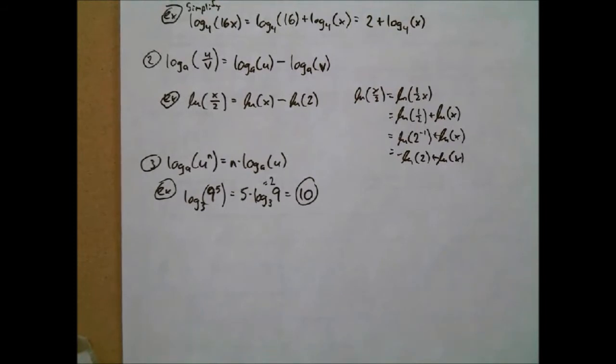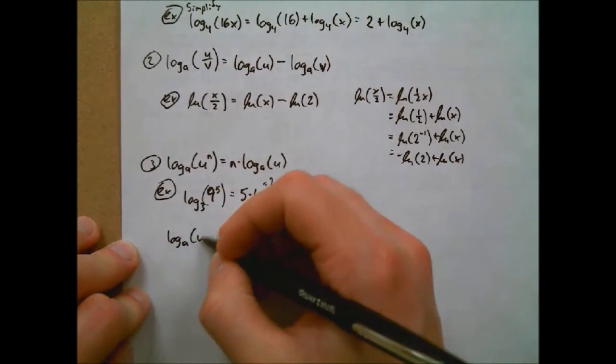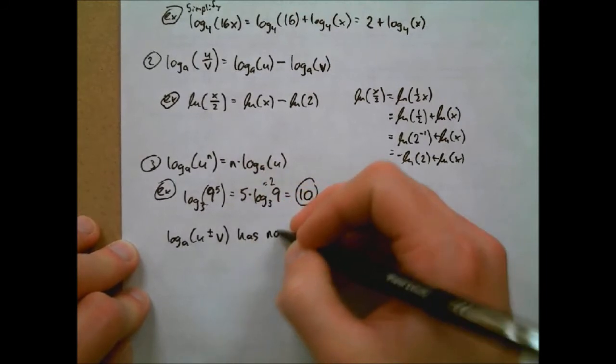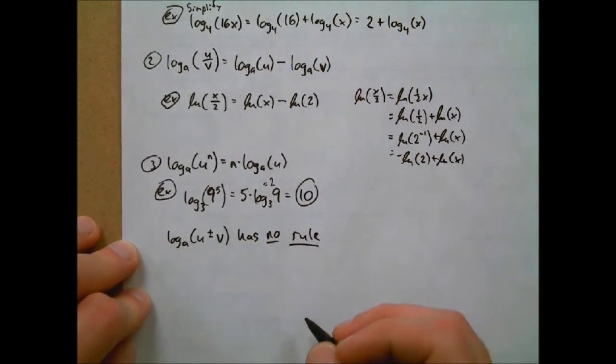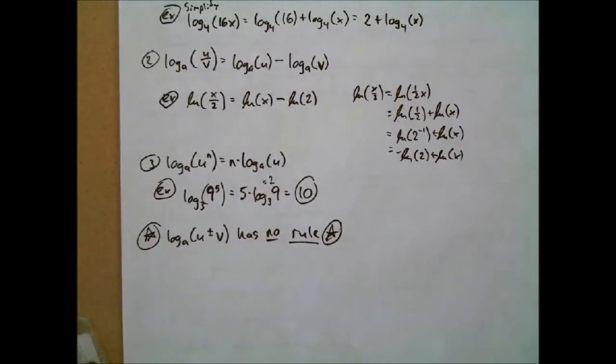Okay. Now, that is the end of our rules. So in other words, log base A of u plus or minus v has no rule. Okay? And I'm going to put a star here, because this is confusing to some students. If you have addition or subtraction inside the logarithm, there is no property to break that up. You have to leave it.